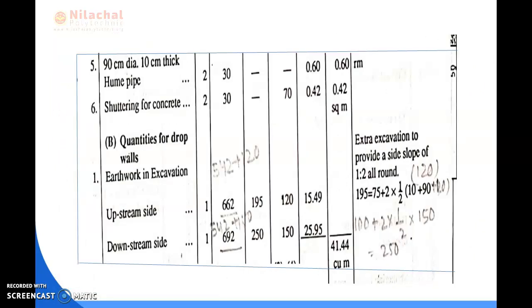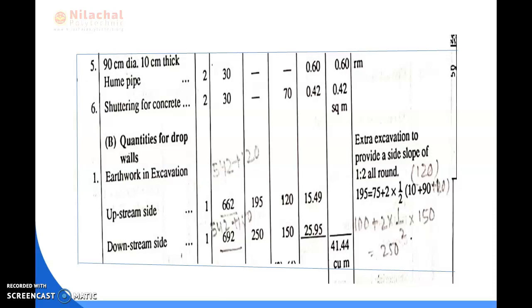We consider the actual breadth of the excavation plus 2 into 120 by 2. 120 is the vertical distance, which is equal to the height of the section, and for both sides we consider 2. So the total distance is 75 plus 2 into 120 by 2, equal to 195. Is that clear? We can consider it in meters also. In meters, the upstream side length is 6.62, breadth is 1.95, and height is 1.20.